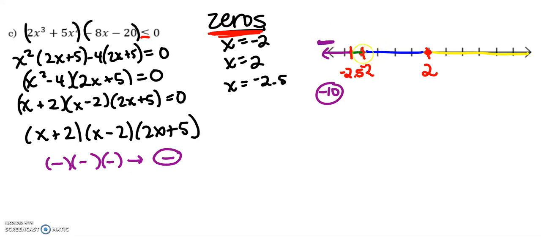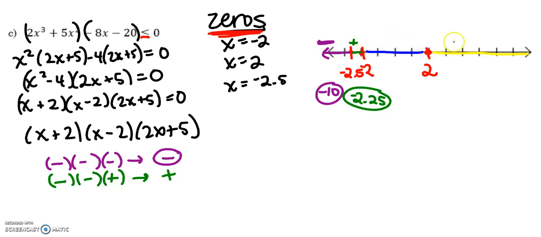Picking a number between negative 2 and negative 2.5. Now this is tricky. I'm going to go with negative 2.25. Right, negative 2.25. So if I plug that in, negative 2.25 plus 2 is going to be a negative number. Negative 2.25 minus 2 is still going to be a negative number. But this time, 2 times negative 2.25 is going to be negative 4.5 plus 5. That's going to get me a positive number. So overall, this result is positive.